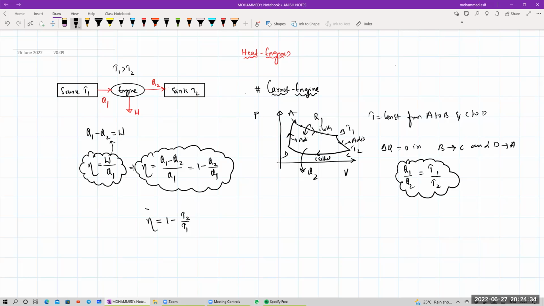In terms of your temperature, in terms of your energy. Clear? So this is one of the basic and important formulas you need to remember. This one is about your heat engine. The next one is, beta.